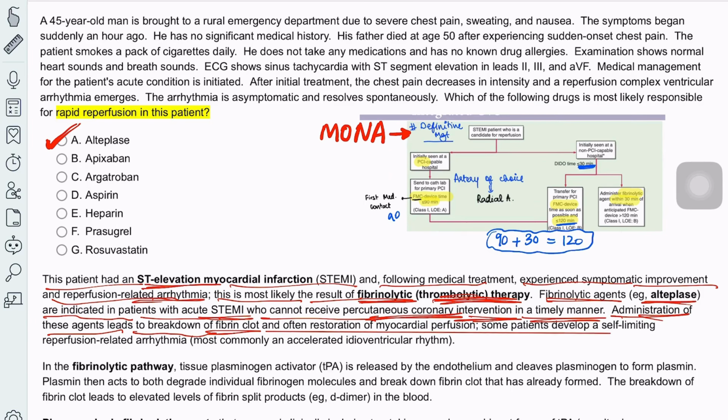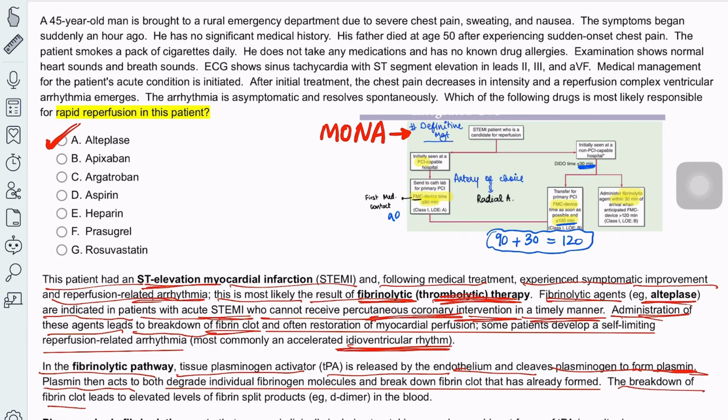Some patients develop self-limiting reperfusion related arrhythmias, most commonly an accelerated idioventricular rhythm. In the fibrinolytic pathway, the tissue plasminogen activator, tPA, is released by the endothelium and cleaves the plasminogen to form the plasmin. Plasmin then acts to both degrade individual fibrinogen molecules and break down fibrin clot that has already formed. The breakdown of fibrin clot leads to elevated levels of fibrin split products, that is D-dimer, in the blood.